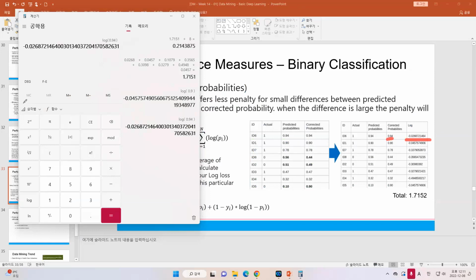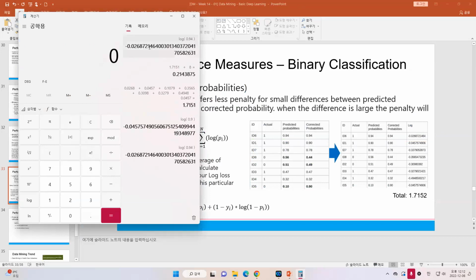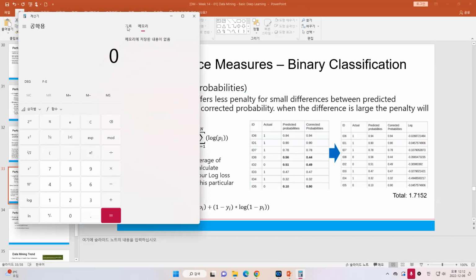So let me check again. Still, yeah. Let me check again. 0.9, the corrected probability. 0.9, and then I will do log, then I can get 0.04575 negative. So this is the result, 0.04575 negative.